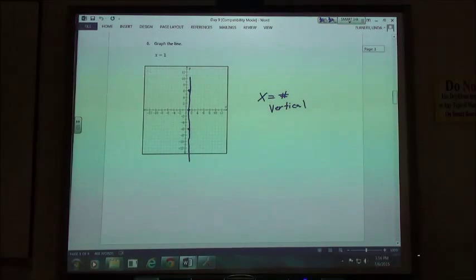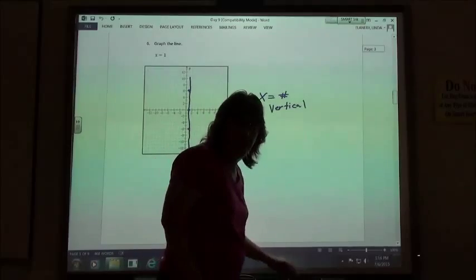And on Alex, they'll make you draw it straight because you have to use the ruler. So just mark a couple points, draw your line either straight up and down or straight across.